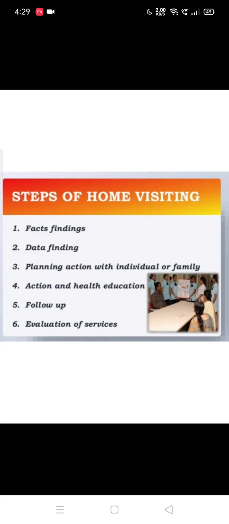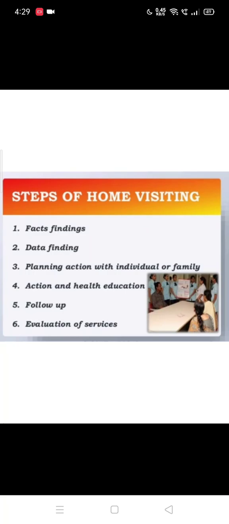So these are all the steps of home visiting. Fact finding: you are finding out the facts about the patient, the location, the home and all. Then data collection: you are collecting the information and assessing all those things. Then you are planning actions with the patient as well as the individual or family, planning all the actions that you are going to follow for achieving the goal.